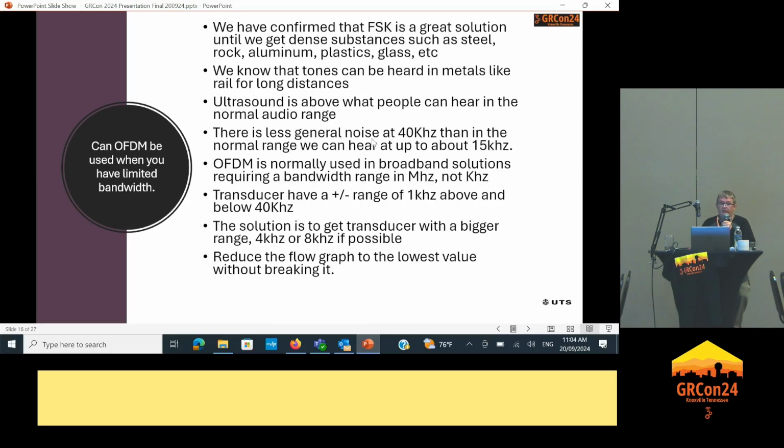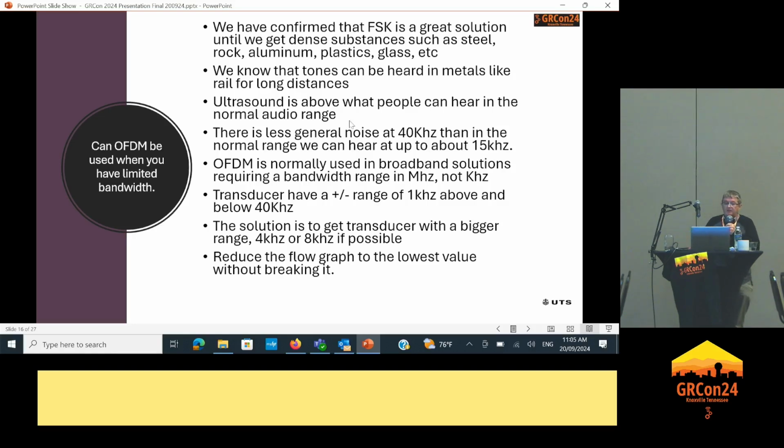Next one. So we've confirmed that FSK is a great solution until we get to dense substances such as steel, rock, aluminium and heavy plastics. And we know that tones can be heard in metals like rail over long distances. A lot of people say that if you listen to a rail, you can hear the train coming, and it might be a long way away. The reason is that sound propagates through rail 20 times faster than it does through air, so the range is significantly further. You can hear sound traveling through dense materials not only a lot further, but the signal also propagates further as well.